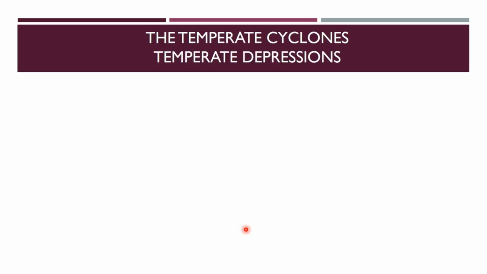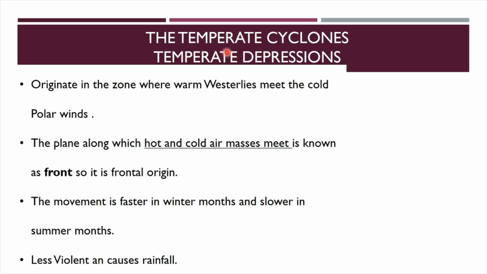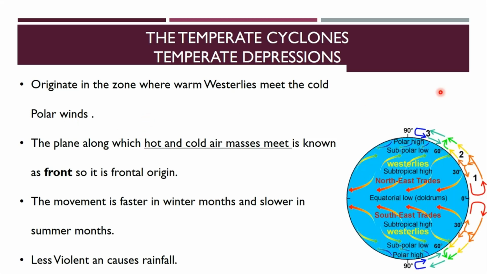Next is temperate cyclones. Another name is temperate depression. It happens in temperate zones, which are almost cool areas. They originate in the zone where warm westerlies meet cold polar winds. So I can show the diagram. It occurs in warm westerlies and polar areas. Around this area it occurs. While it is converging or meeting here, these temperate cyclones occur.